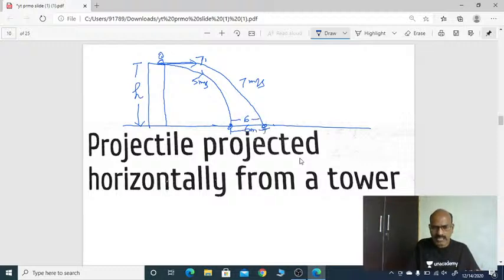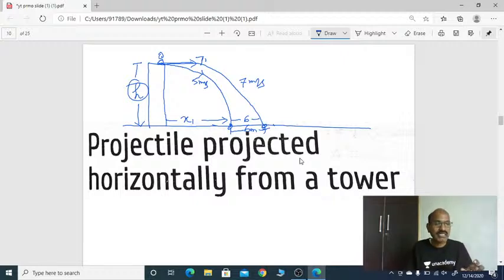Assume the separation between them. Two bodies are projected horizontally from the top of a tower of height h. The first body is projected with velocity 7 meter per second, the second with 5 meter per second. Both reach the ground. The distance between the two on reaching the ground is 6 meter. What is the distance of the first ball from the foot of the tower? This is x1.